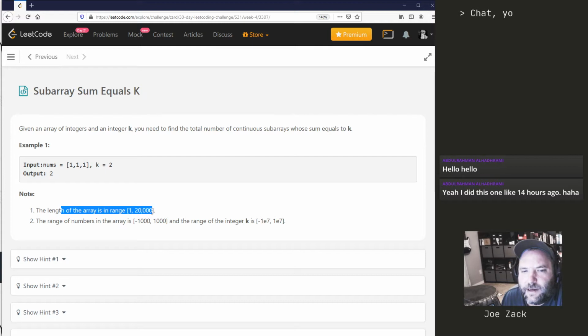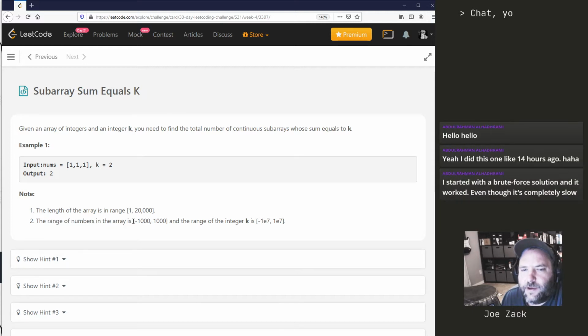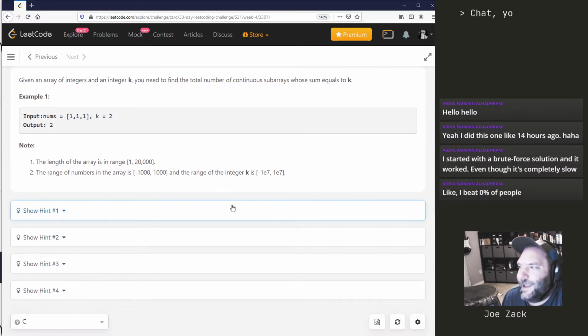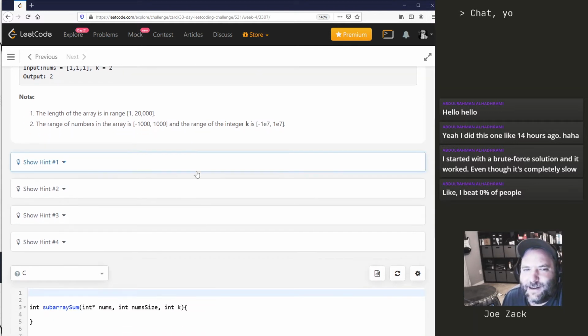So the length of the array is in the range 1 to 20,000. That's a big array. The range of numbers is -1,000 to 1,000, so we do have negative numbers. And the range of the integer K is up to 10 to the 7. All right.